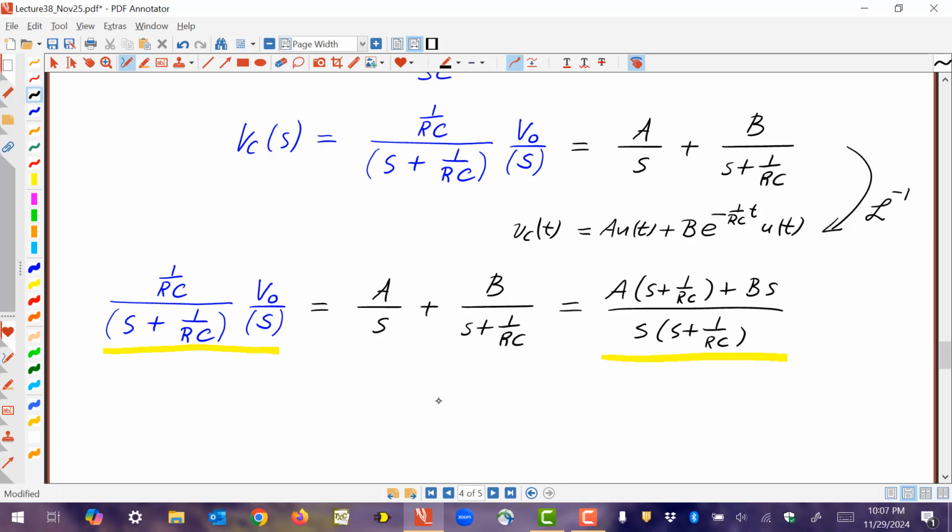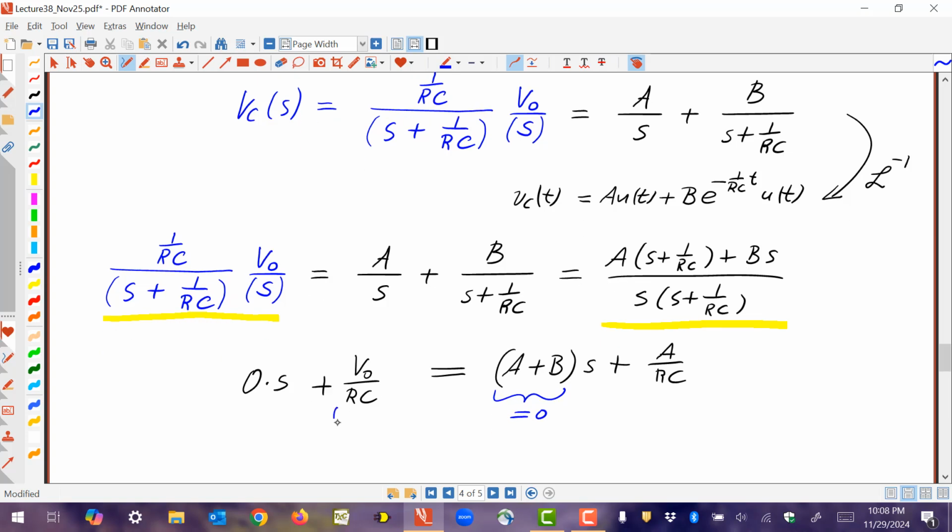Well, on the right side, I have AS and BS. So for example, I have A plus B times S. That will be the coefficient of S. And I have a constant term, A over RC. On the left side, I have V0 over RC. That's my constant term. And then, of course, there is no S term, so the S term is 0. So what that means is that if the S term is 0 on the left side, this has to be 0 as well. And on the left side, if the constant term is V0 over RC, then this has to be V0 over RC.